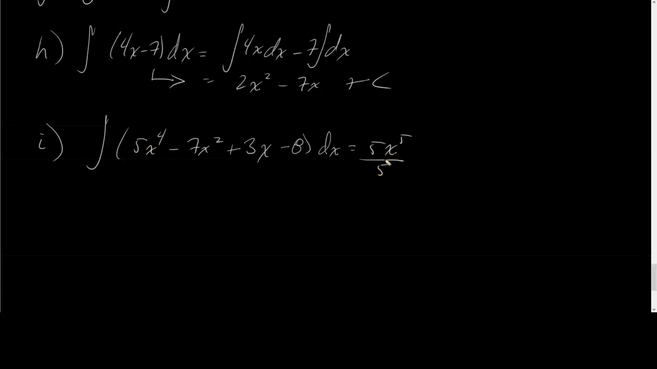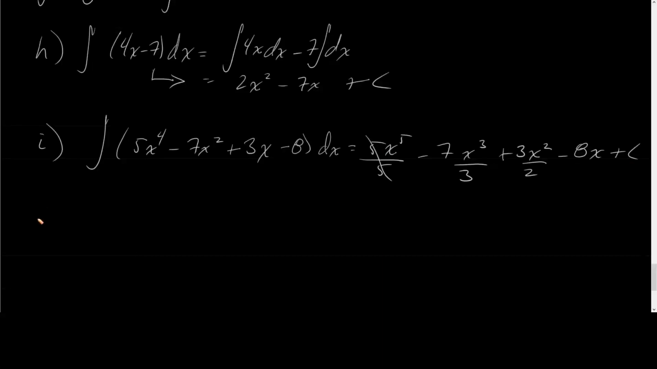Add 1 to the exponent, divide by the new exponent. Minus 7. Add 1 to the exponent, divide by the new exponent. 3. Add 1 to the exponent, divide by the new exponent. Minus, now we have the antiderivative of a constant. So minus 8x, and then plus c. And here these 5's cancel out, right? So we end up with just x to the fifth. But the rest of those don't reduce.